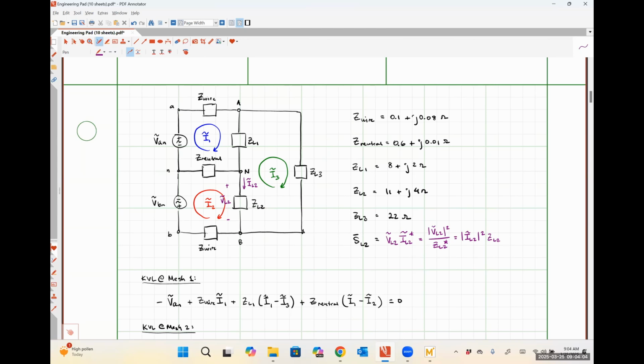The first one, okay? So we are going to need to figure out what VL2 and IL2 are based on the results of our mesh analysis, okay? So let's start with IL2. What should IL2 be? I2 minus I3, exactly right. And then what would VL2 be?